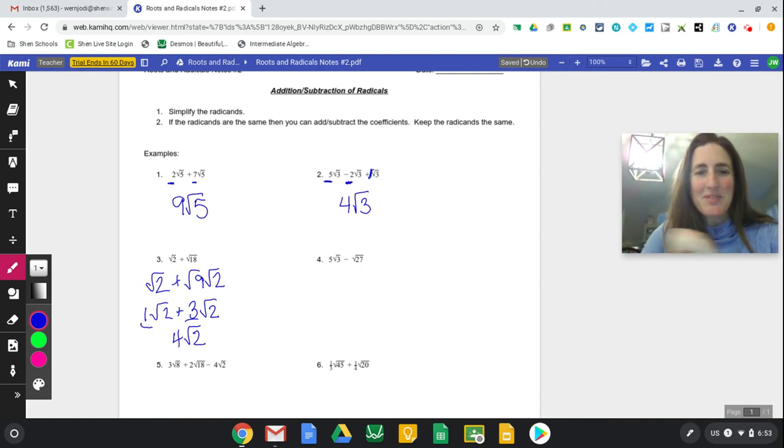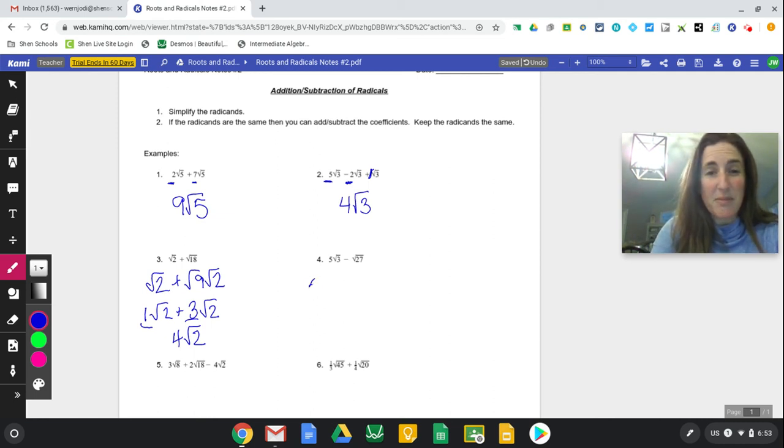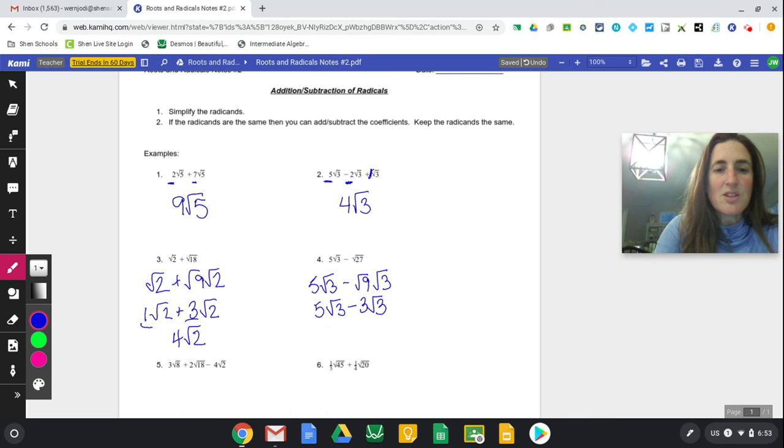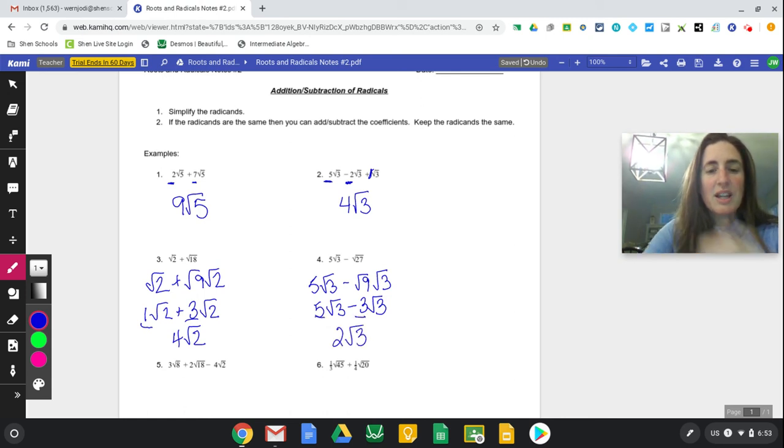Let's try another one. 5 radical 3. Not much to do there. The 3 is simplified, but the 27 can break down. So I've got 5 radical 3. 27 is 9 times 3. Okay, so now that's 5 radical 3 minus 3 radical 3, and 5 minus 3 is really 2 radical 3. Piece of cake.